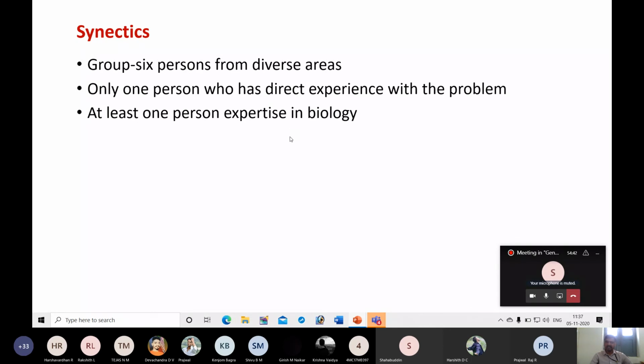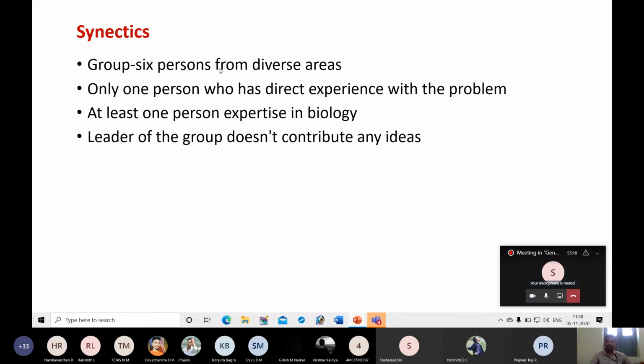That's why in synectics, one person having expertise in the field of biology is compulsory. If you are following the synectics method for problem solving, then the team must consist of one person having knowledge of biology, or an expert in the domain of biology. Okay. Next, the leader does not contribute any ideas.